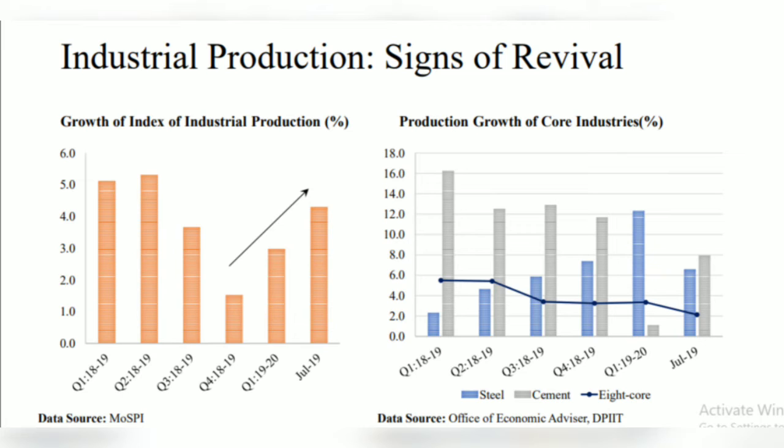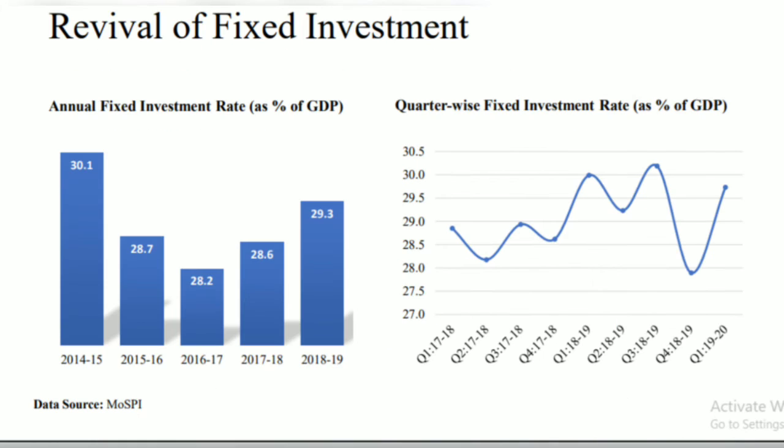We are now moving to the third important chart, which is the revival of fixed investment. The annual fixed investment rate as a percent of GDP was around 29.3% or so in 2018-19.